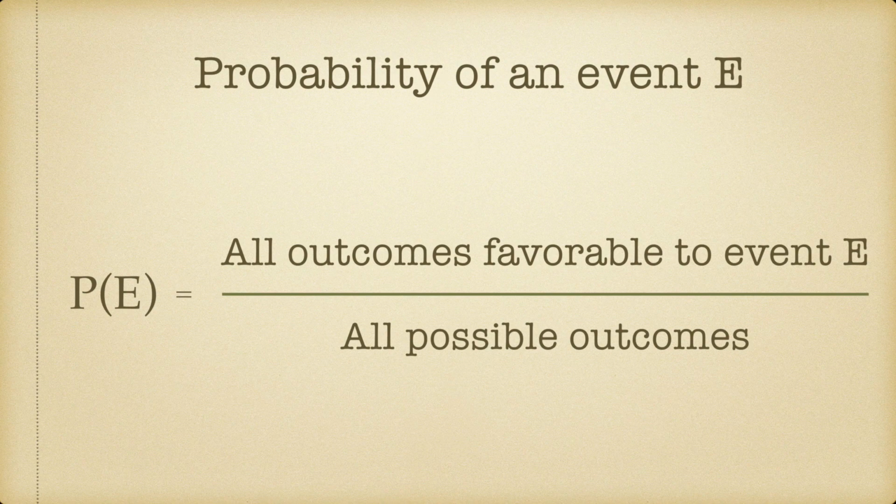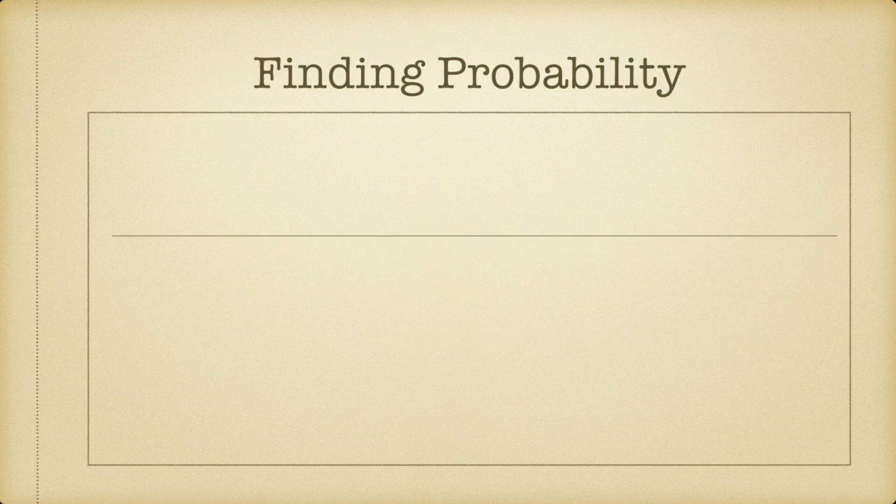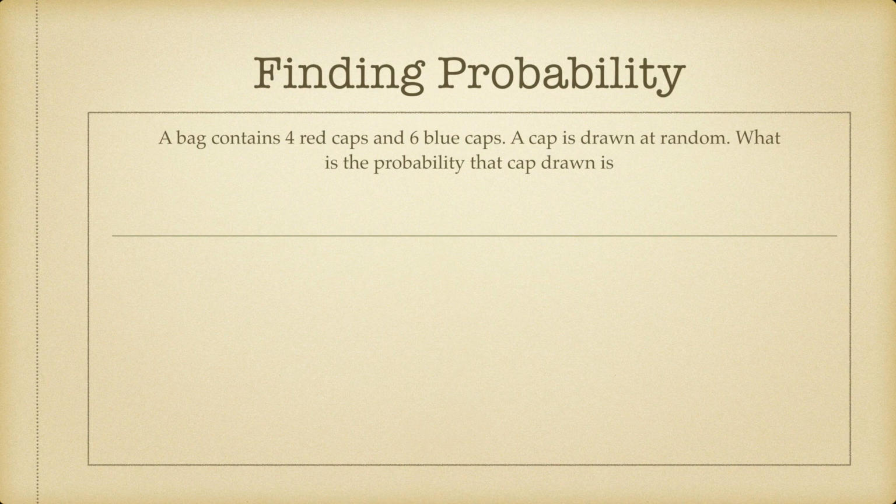Earlier we have learned how to calculate total possible outcomes. In this video we are going to go back to finding out the probability of these events. So for the first example, let's say we have a bag containing 4 red caps and 6 blue caps. One cap is drawn at random. What is the probability that the cap we have drawn at random is a red cap?